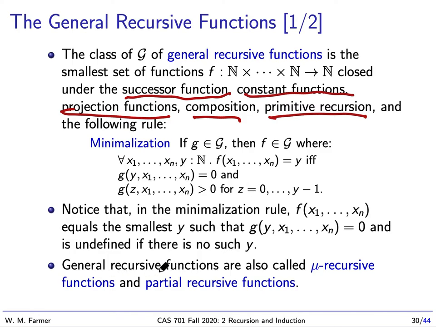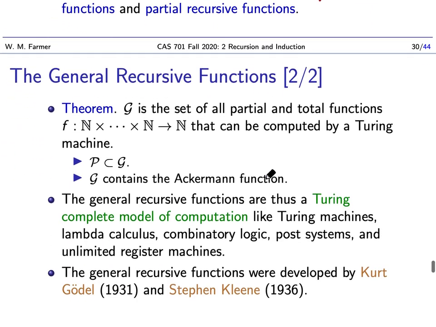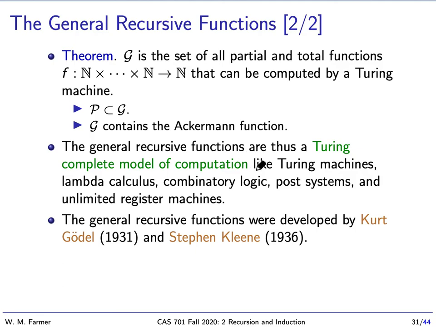And these functions are called the general recursive functions, but they're also called the mu recursive functions, because we can think of this as applying a mu operator, a minimalization operator. And they're also called the partial recursive functions, because these functions include functions that are partial, that are also recursive. Okay, so we have this class, and there's a wonderful theorem that says this class of functions is exactly the set that can be computed by a Turing machine. In other words, this is exactly the class of computable functions on the natural numbers. And you can see here, it is bigger than the set of primitive recursive functions, much bigger. And it contains, of course, the Ackermann function, because the Ackermann function is a computable function. It's not in P. G contains all partial and total functions on the natural numbers which are computable.